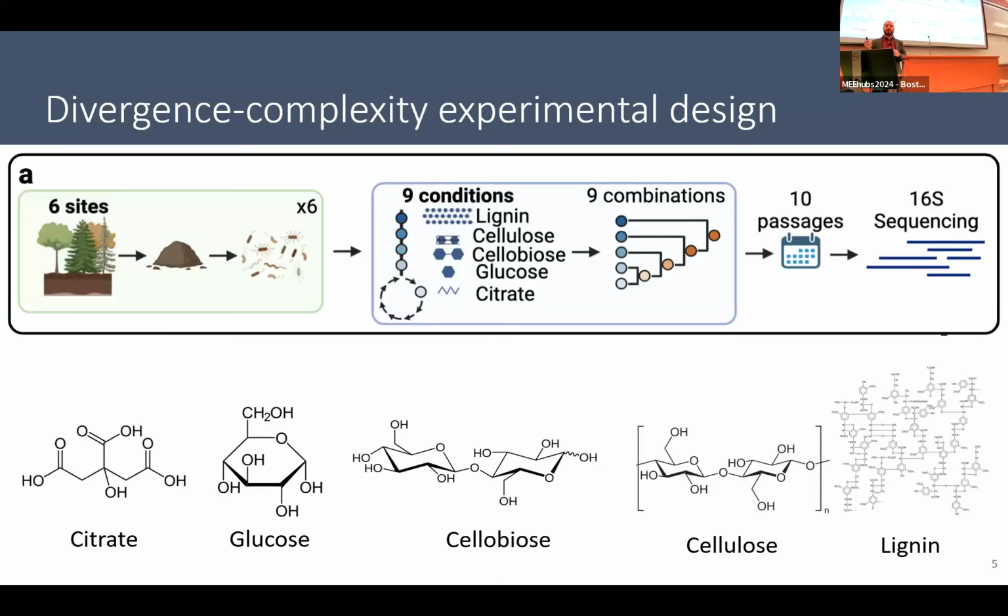So I went out into the woods around here, collected some soil, 6 different communities, brought those back to the lab, and to test this, grew these communities in conditions of increasing metabolic complexity. So going from citrate, glucose, cellobiose, cellulose to lignin, as we move that way, we're looking at compounds that are more complex, they're bigger, they produce more byproducts as they're metabolized towards central carbon metabolism. So I grew these in single metabolite conditions, and I also grew them in combinations of each other. Did this experiment for about 30 days, passaged every 3 days, and then performed 16S sequencing.